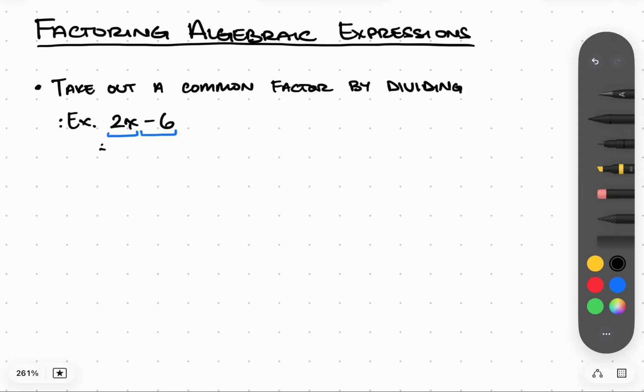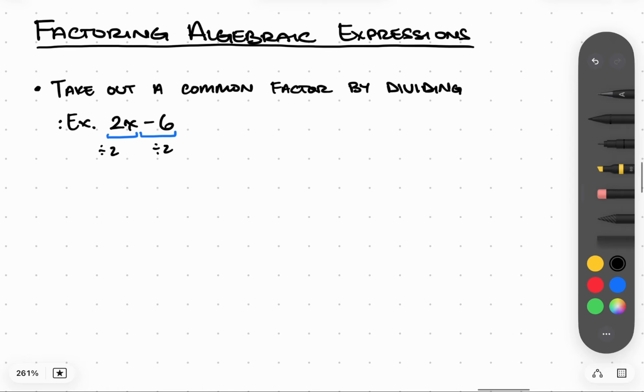So if I'm going to divide it by 2, I'm going to divide both terms by 2. Now, this is where you have to be careful. This 2 right here, it doesn't just disappear. This 2 will actually go in front. So think about what you were expanding earlier in the previous lesson. Now, you're going to kind of recreate the question.